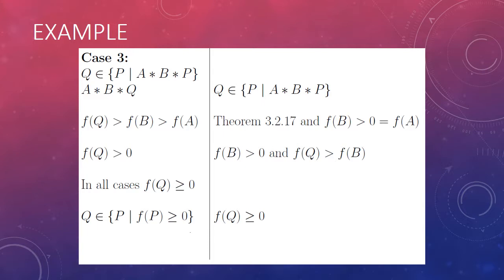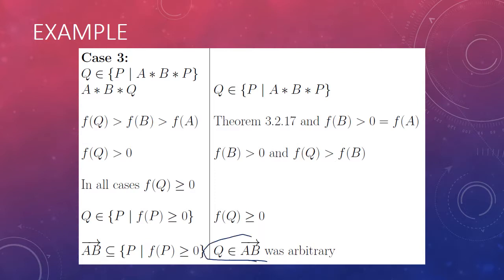This means, of course, that Q has to be an element here because it satisfies the condition for being an element of that set. Well, Q is an arbitrary element of the ray, and now that shows that every single element of the ray is an element of this set, which is exactly what this subset thing means. So we've actually proven now that the ray AB is a subset of that guy.